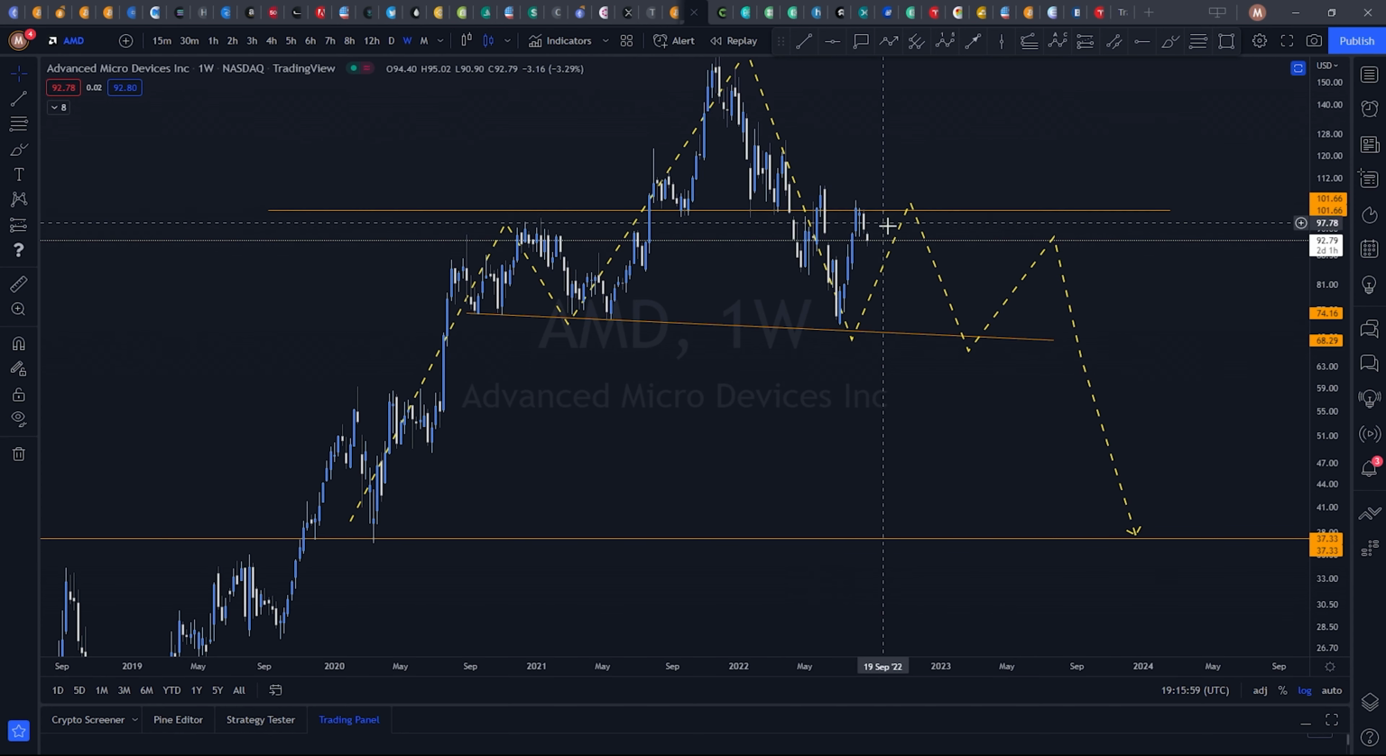So we got the resistance here. We're getting lower highs, right? Lower highs, and then we're under the 50 again. So very bearish. We can continue to play under the 50, and that could drop us right back down here.